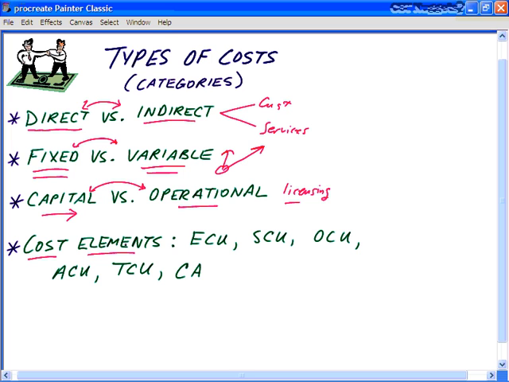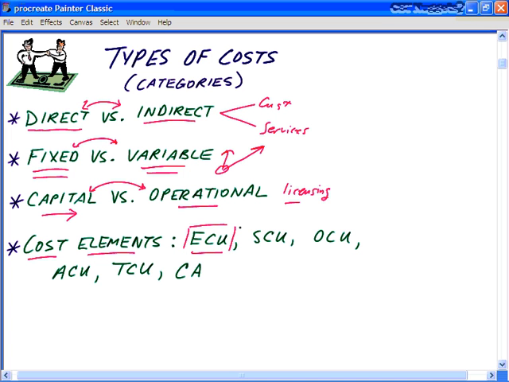You've got a wide range of costs here. Now, as I go through these different cost elements, I'd like to see you maybe grab a notepad and write down some of the different examples. And you can think of your own of these different cost elements. But the first one is the ECU. This is the equipment cost unit.